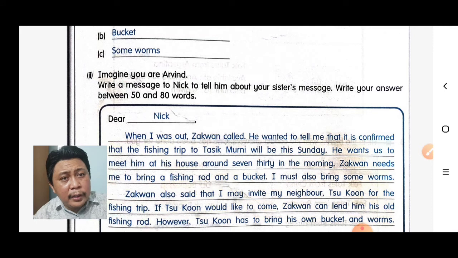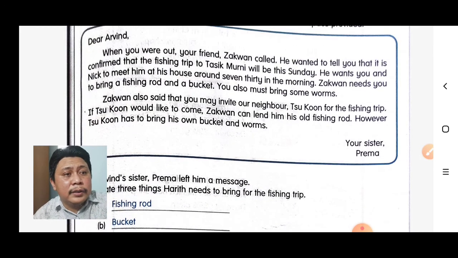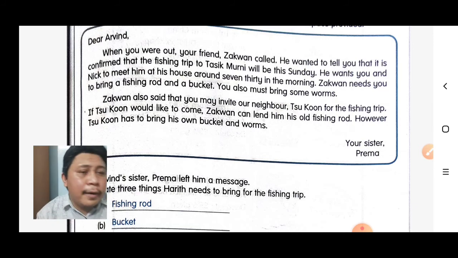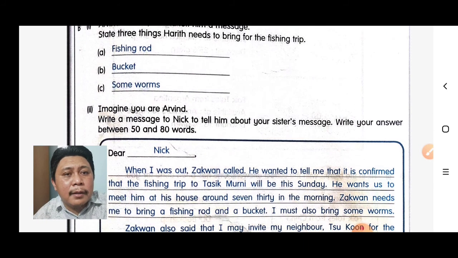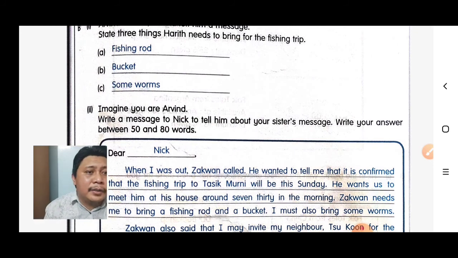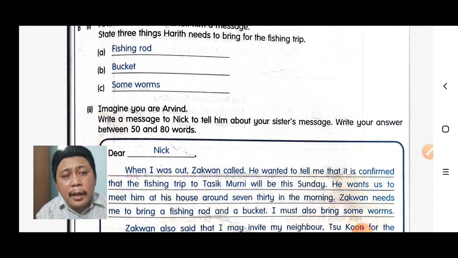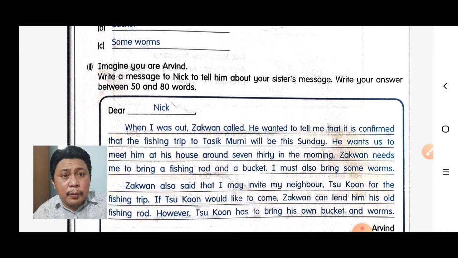So the information here, you need to write a message to Nick to tell him about your sister's message. This is your sister's message. Just imagine you are Arvin and this is your sister Prema. Alright, now you need to write a message to Nick to tell him about your sister's message. So you need to write only between 50 and 80 words. Between means between 50 to 80 words only.